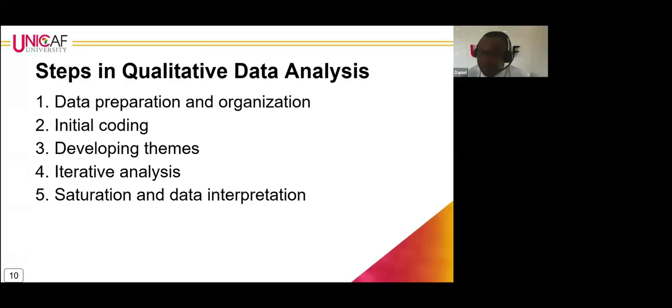Now, we have the sources of data. We have the types of data analysis. How do we begin to analyze this data? These are the steps that we can follow in analyzing the data. Step number 1 is data preparation and organization. What do we do in that stage? What happens in that stage?